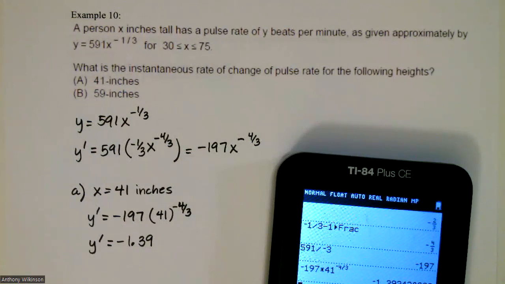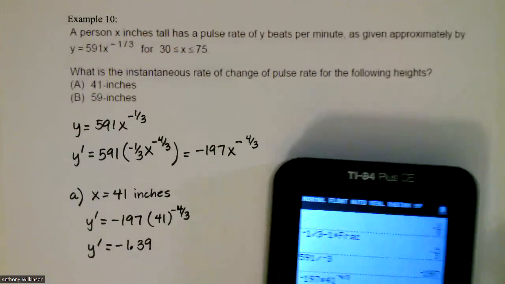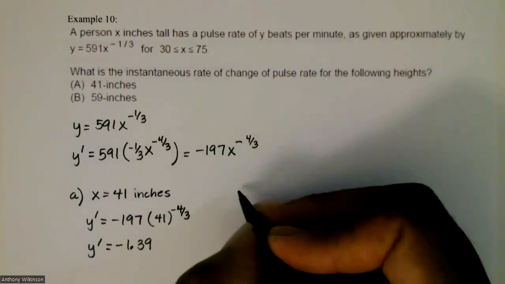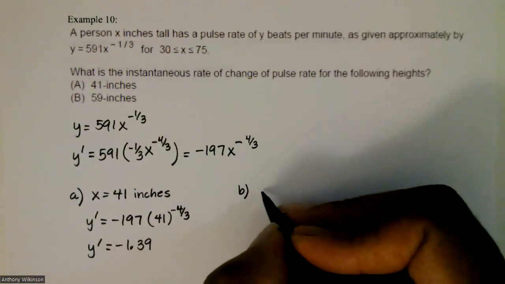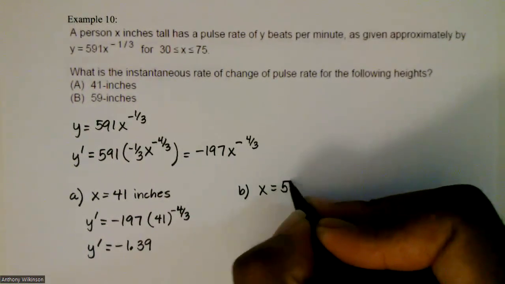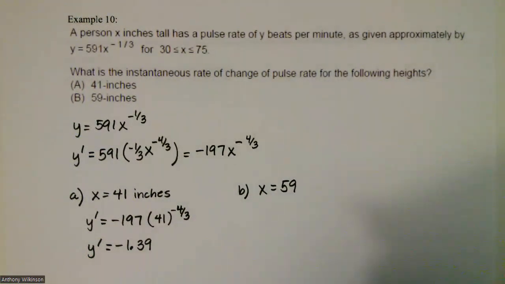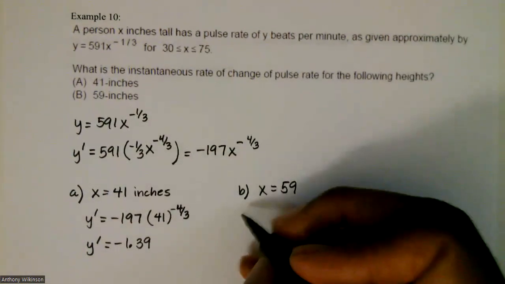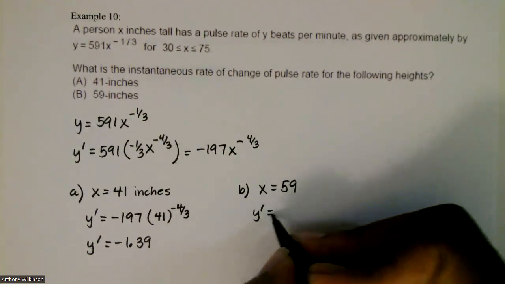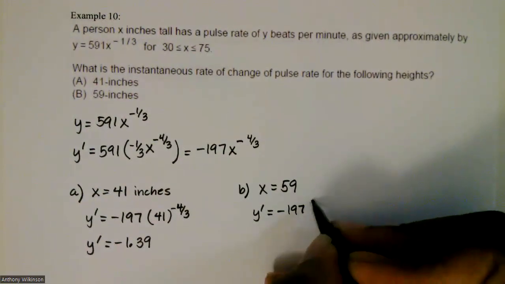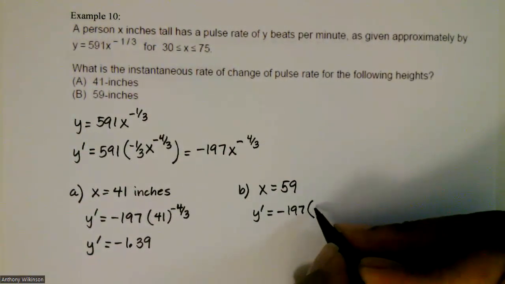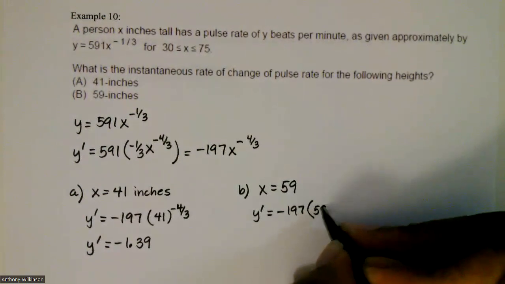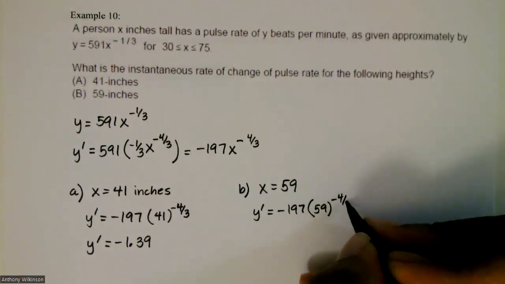So the instantaneous rate of change of pulse rate would be negative 1.39 for someone whose height is 41 inches. And then part B would be 59 inches. So x is going to be 59 this time. We just use that derivative function, y prime, and substitute the x with 59. So it'll be negative 197 times 59 to the negative 4/3 power.